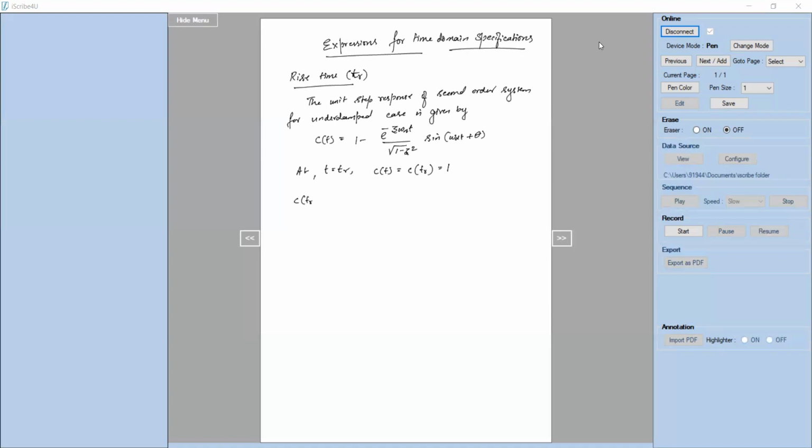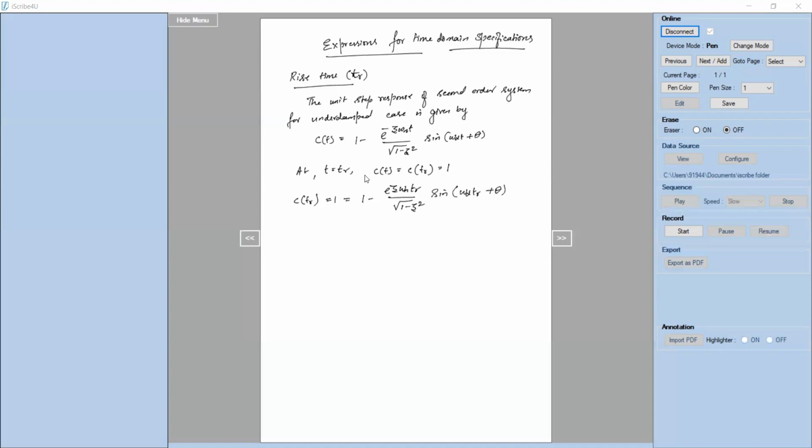So now I'll be writing at C of TR, which is equal to 1, which is equal to 1 minus e power minus zeta omega n TR divided by square root of 1 minus zeta square sine omega dtr plus theta. What I did? I just took the equation. In this equation, I substituted t as TR and I equated the whole equation to 1, because we know that at rise time, the response will be equal to 1.